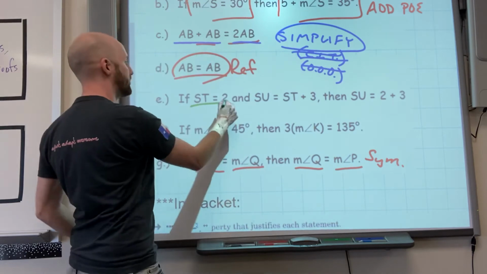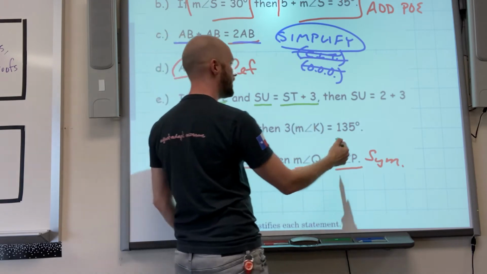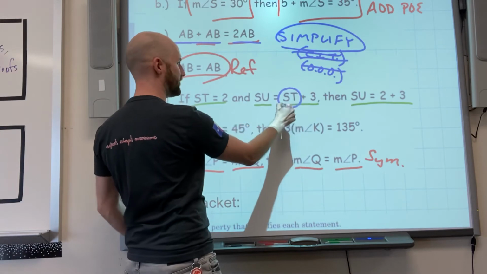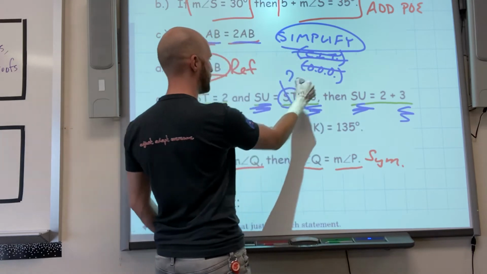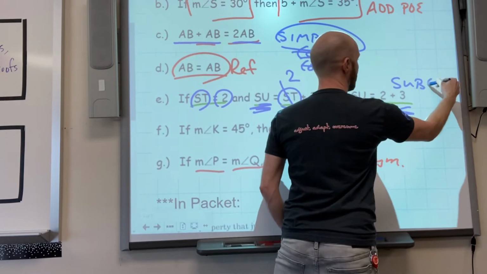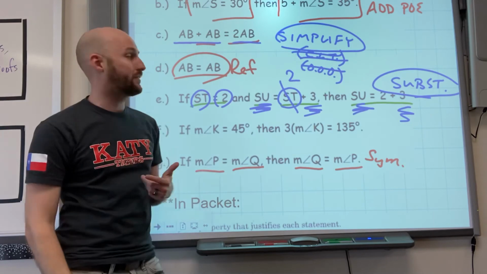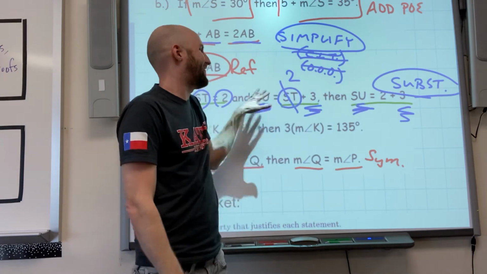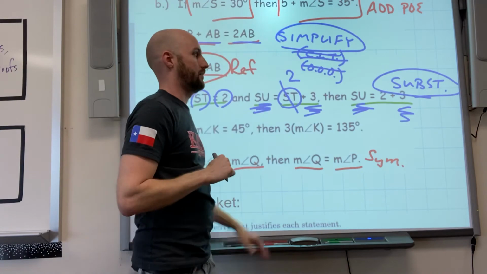Here, ST is 2, SU is the same thing as ST plus 3, then SU equals 2 plus 3. So it kind of looks like they just took this ST, because here's my SU and my plus 3. It looks like they just took it and replaced it with 2. And ST does equal 2. They're allowed to do that. This is substitution. This would not be allowed to be transitive because it's not like ST goes to 2 and 2 goes to, like, that didn't work here. It's literally, I removed this, I replaced it, and now it looks like this.